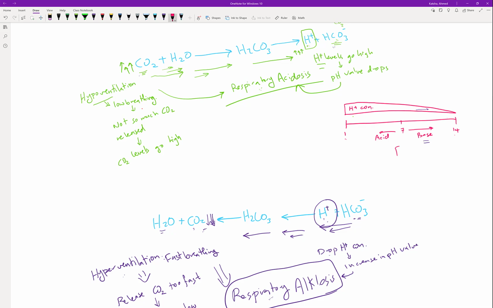This is the pH scale. The higher the hydrogen ion concentration, the lower the pH. It will be more acidic, but the pH value is less. Okay? So that is for the respiratory alkalosis and acidosis. And we will come back to this when we talk about the fluid.